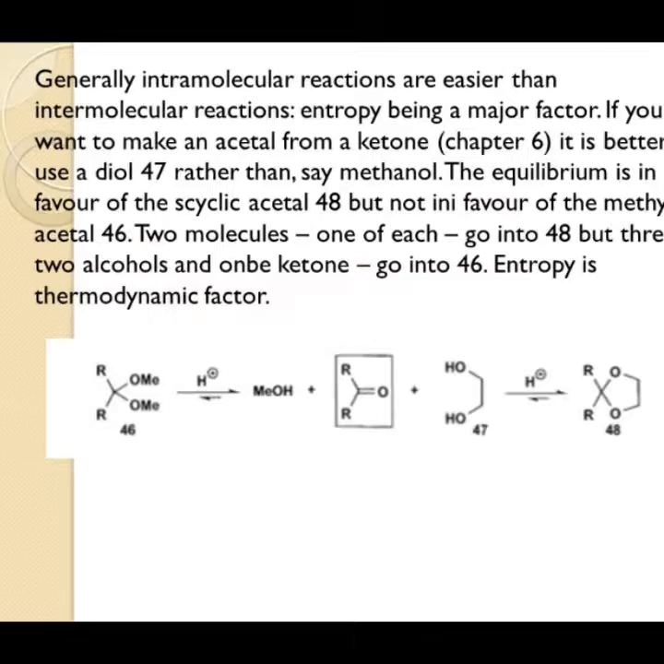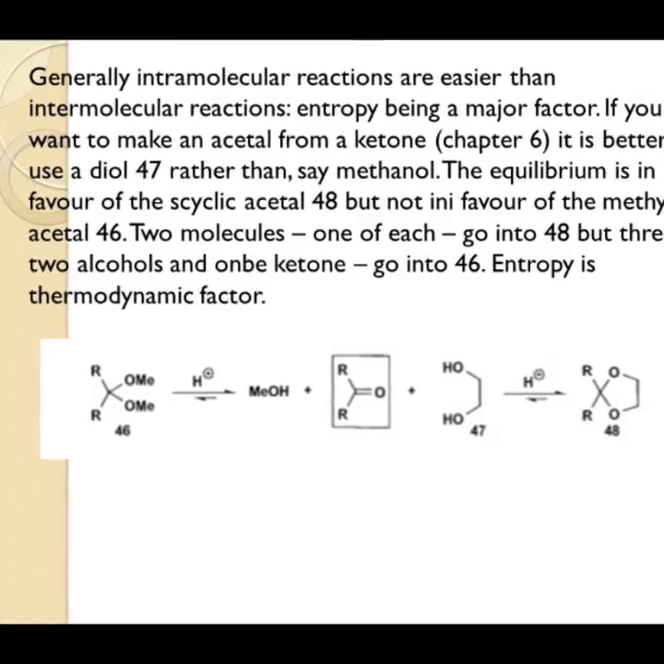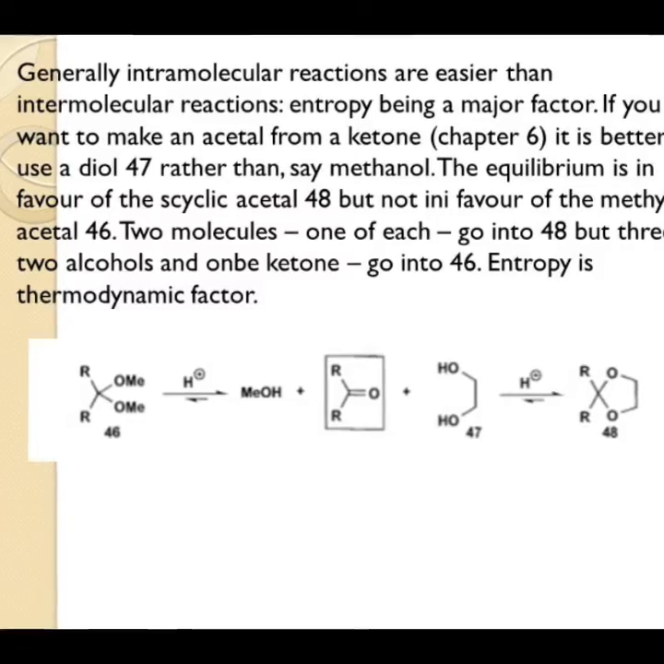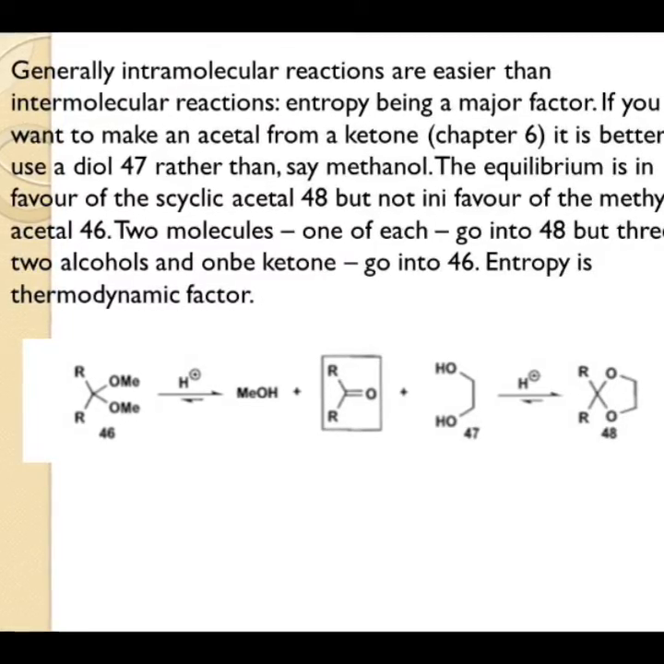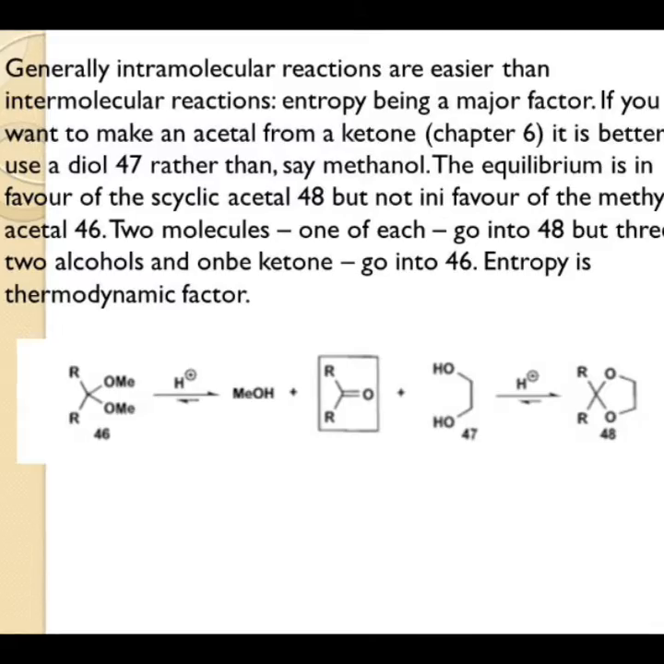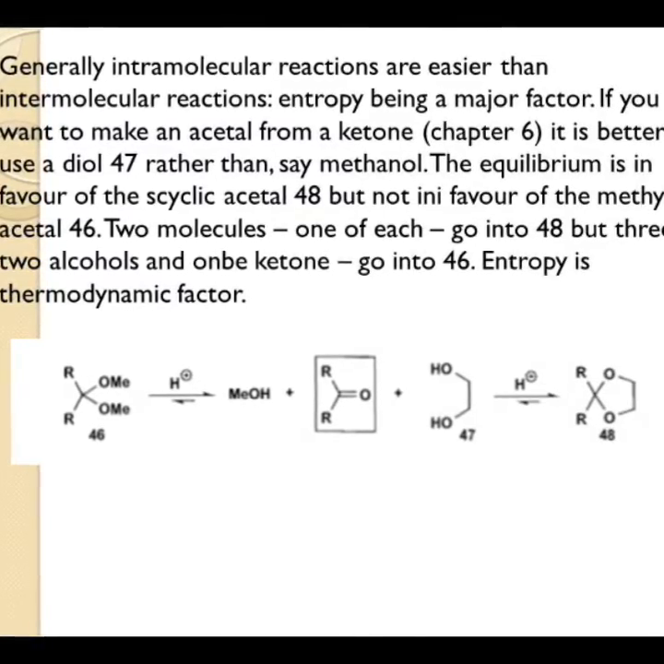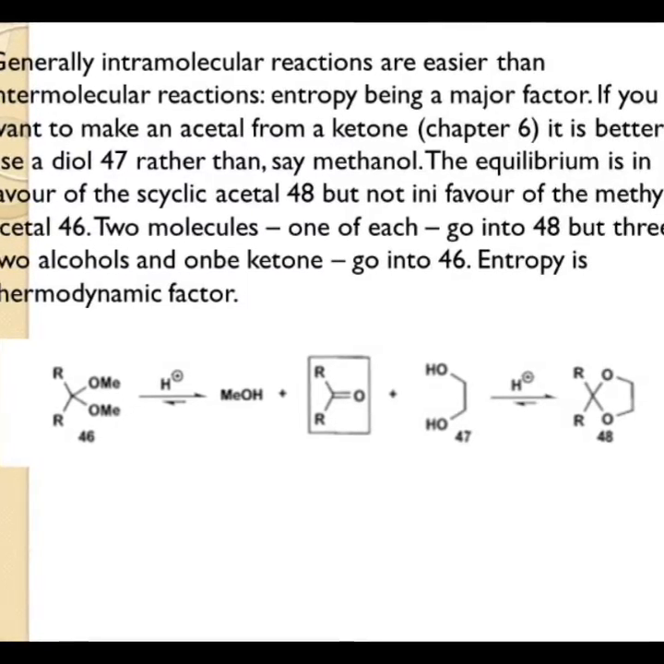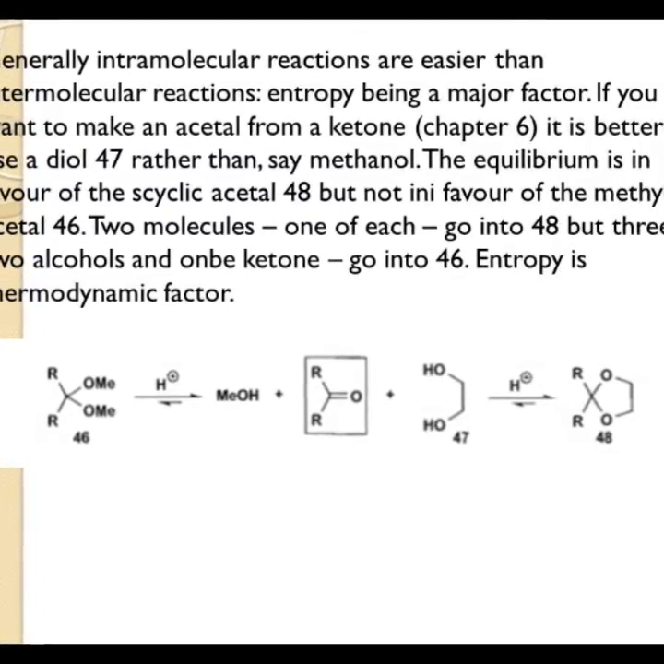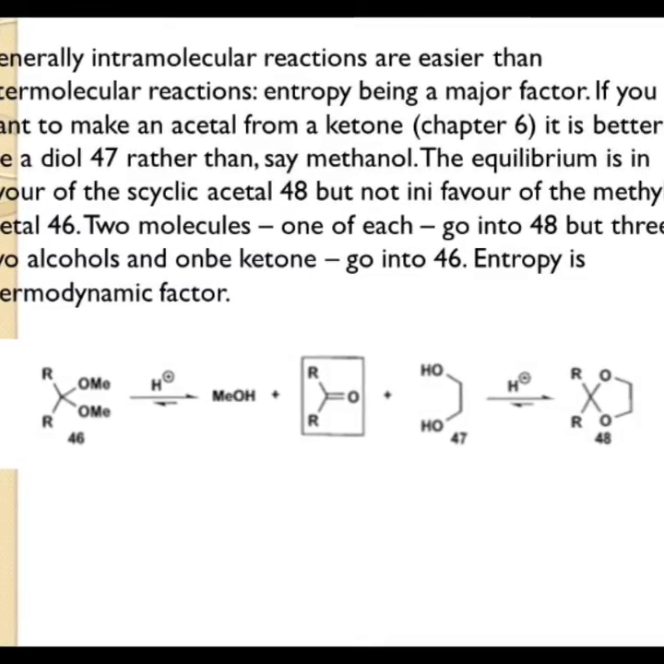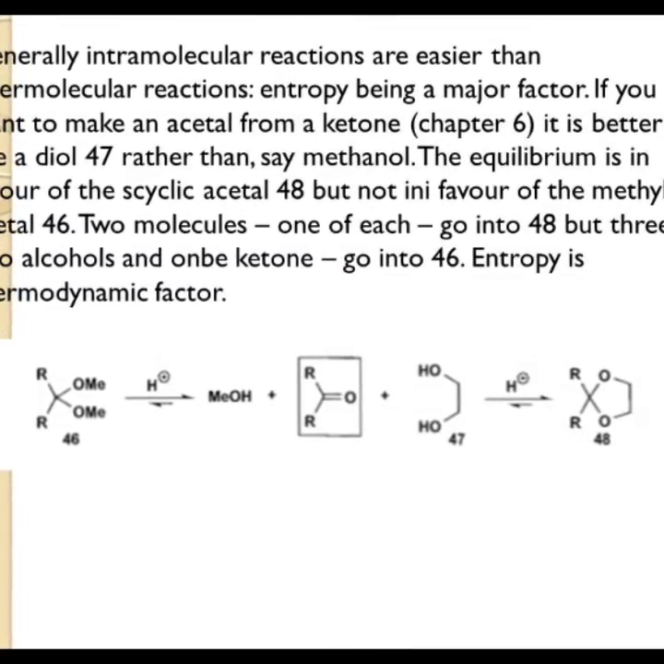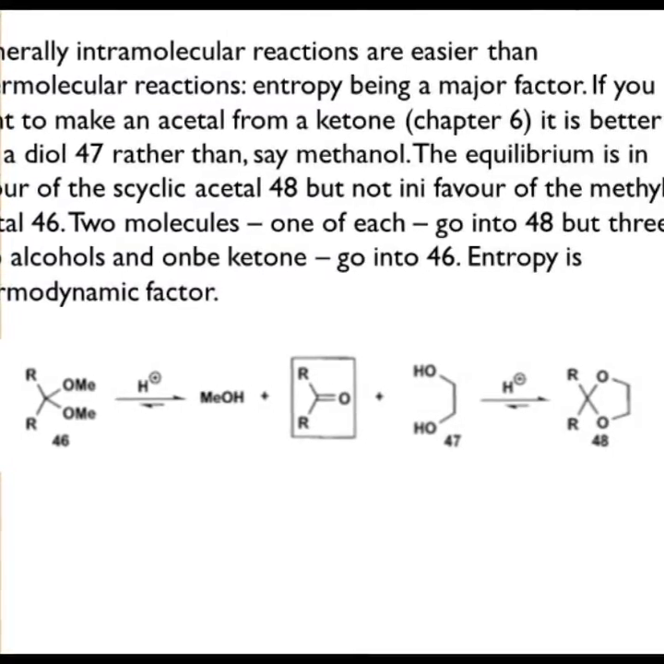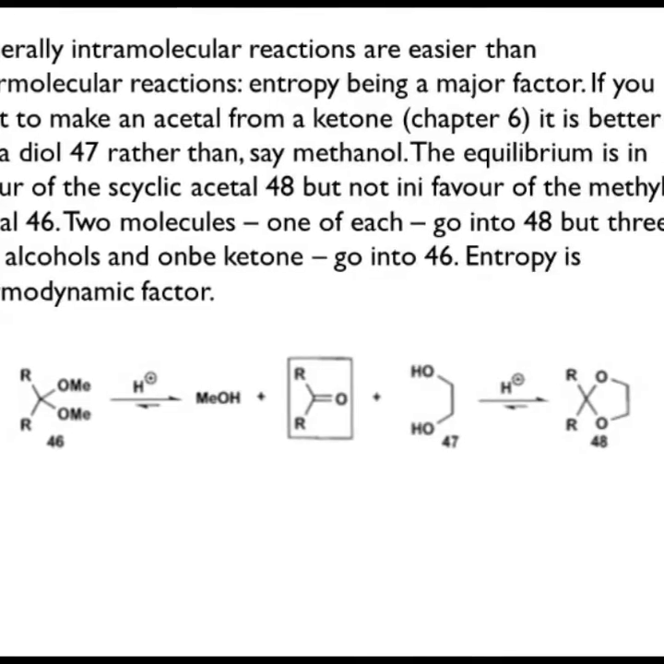Cyclisation reactions. Generally intramolecular reactions are easier than intermolecular reactions, entropy being a major factor. If you want to make an acetal from a ketone, Chapter 6, it is better to use a diol 47 rather than, say, methanol. The equilibrium is in favor of the cyclic acetal 48 but not in favor of the methyl acetal 46. Two molecules, one of each, go into 48 but two alcohols and one ketone go into 46.